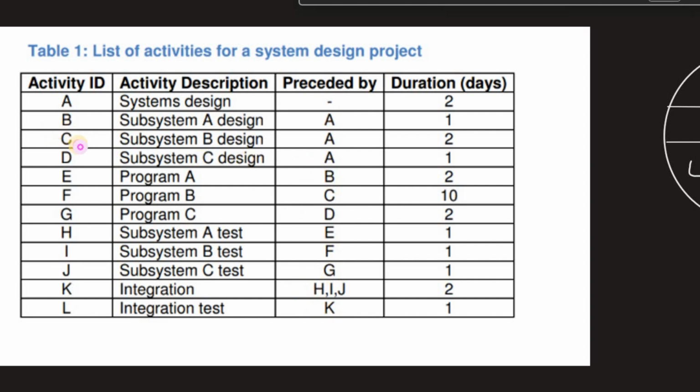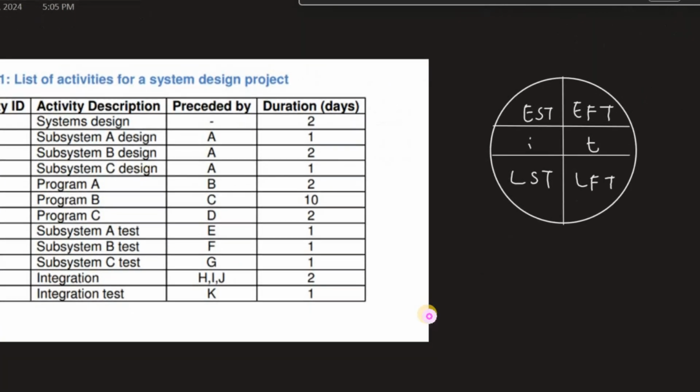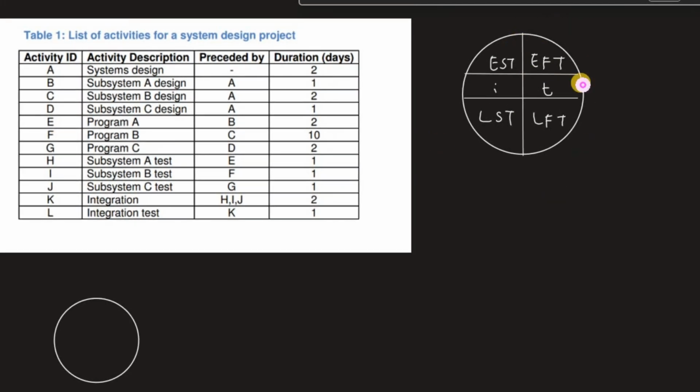Here, if you see an activity C, that means it depends on the completion of activity A, so it's going to start after A, and these are the durations of the activities. Let's go ahead and do the activity network diagram, and I'm going to do it in this form. First I'm going to write the earliest start, then the earliest finish, then the activity itself and its duration, and then the latest start and the latest finish. Okay, let's go ahead and do it.